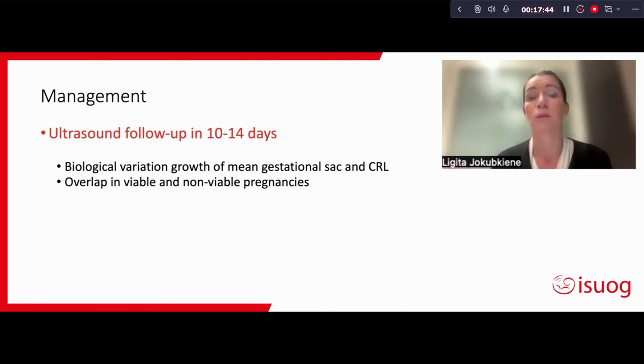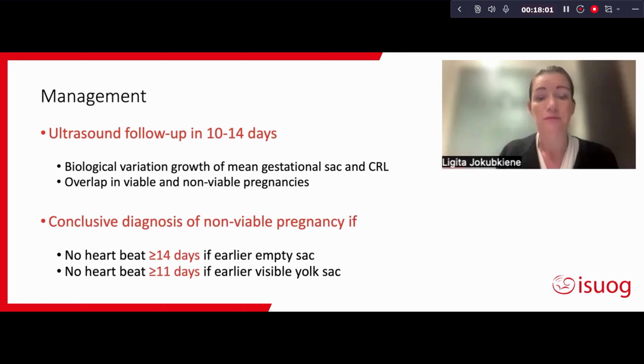Take the patient in follow-up in 10 to 14 days, or in 11 to 14 days. Because, as I've shown you, there is a biological variation of growth of mean gestational sac and also CRL, and it overlaps in viable and non-viable pregnancies, and follow-up always is safe.